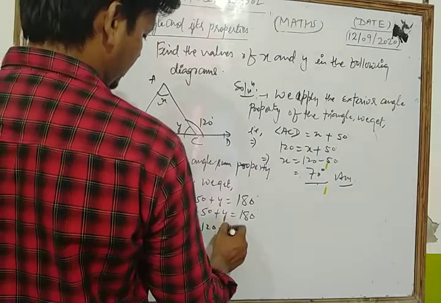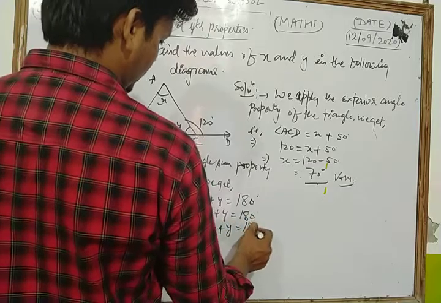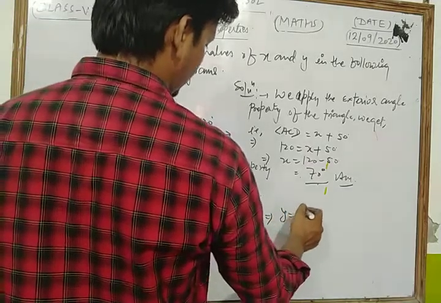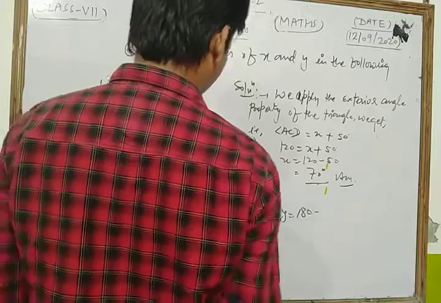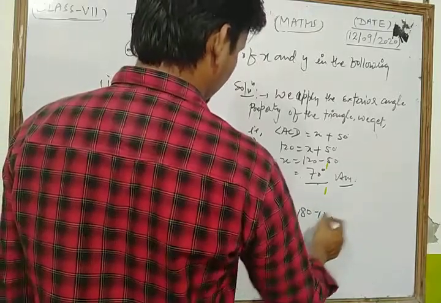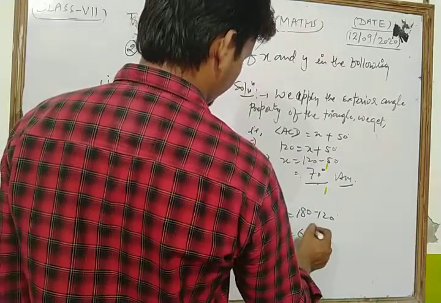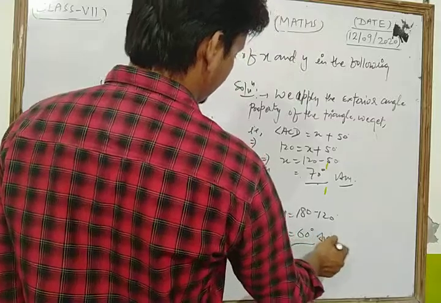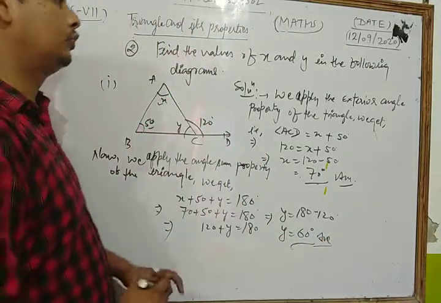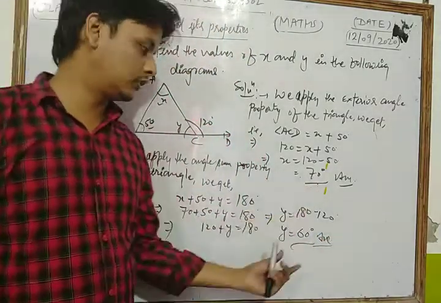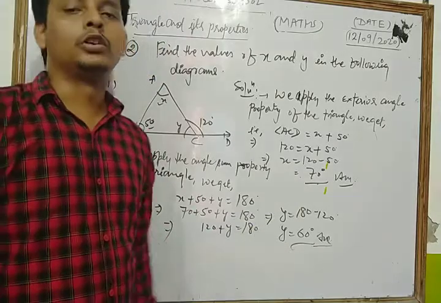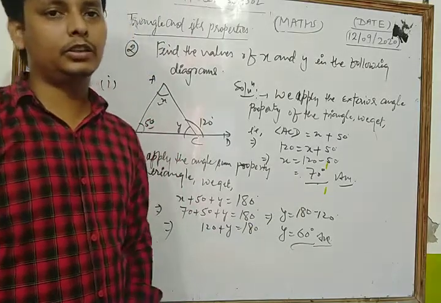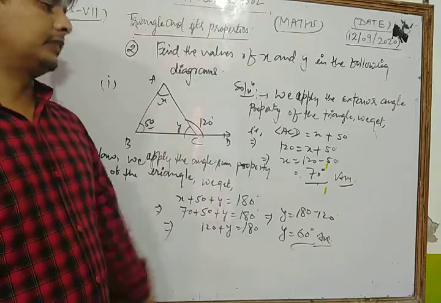120 plus y is equal to 180. Now the value of y is 180 minus 120, which is 60 degrees. So in this way we find the value of x and the value of y. So dear students, this is the method to solve this type of question.